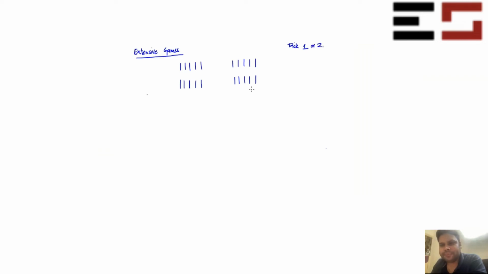Okay, fine. And then player two does the same thing. After player one has played, player two is going to pick either one matchstick or two matchsticks from the remaining matchsticks. Let me just show you an example.